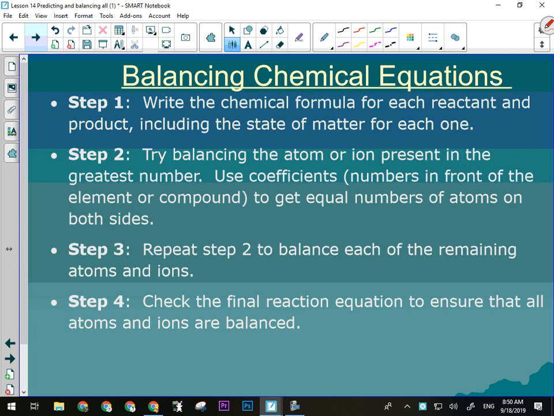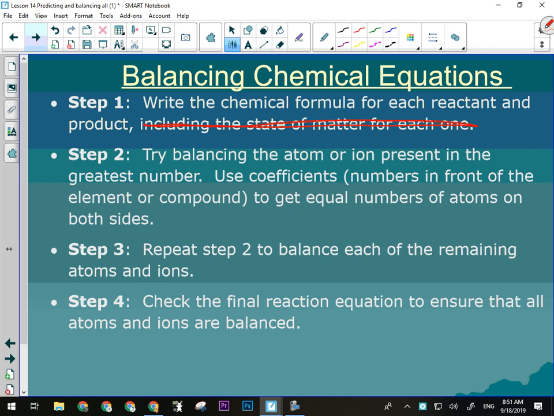All right, so when we're balancing chemical equations, we already know how to do this. First off, we write the chemical formula for the reactants and the products. We don't have to put the state of matter in anymore. I really should delete that. Try balancing the atom or ion present in the greatest number. That's what we've always said we should start to do. And then we use coefficients by going back and forth, unless it's what kind of reaction? Unless it's combustion, which has its own unique set of rules.